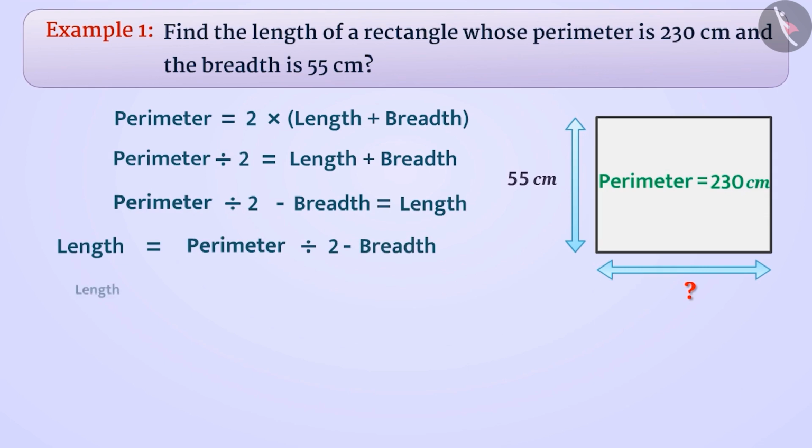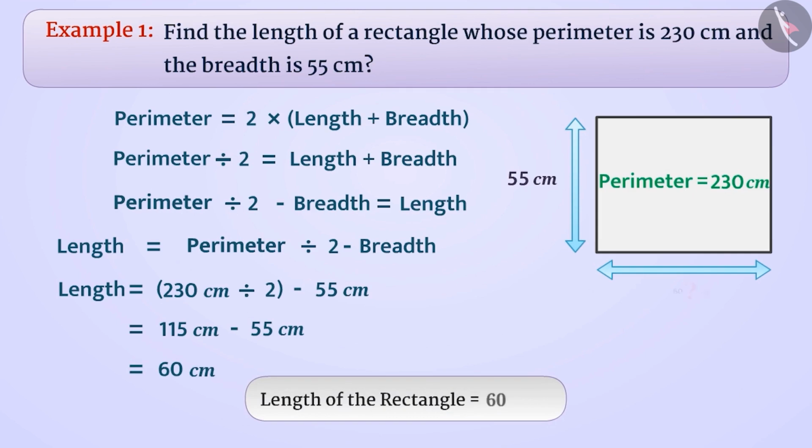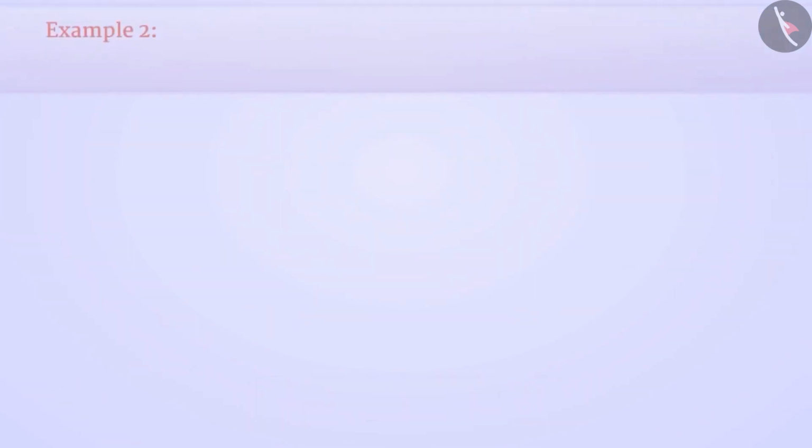perimeter of the rectangle divided by 2 minus breadth. Thus, length is equal to 230 centimeters divided by 2 minus 55 centimeters, which is equal to 115 centimeters minus 55 centimeters, which is equal to 60 centimeters. The length of the rectangle will be 60 centimeters.